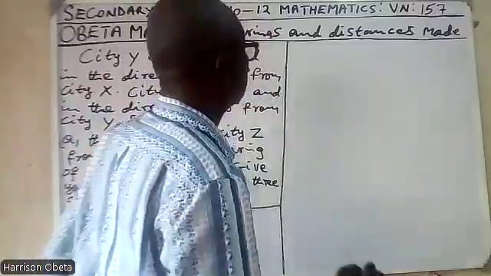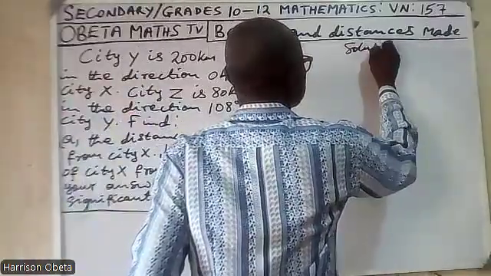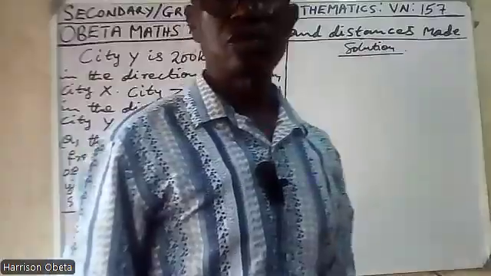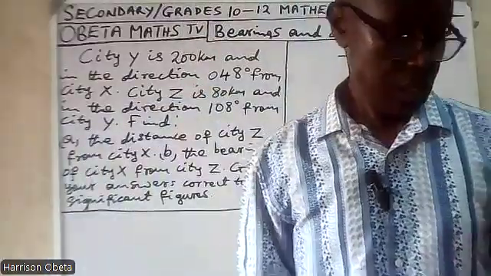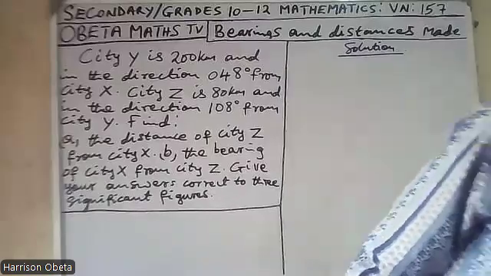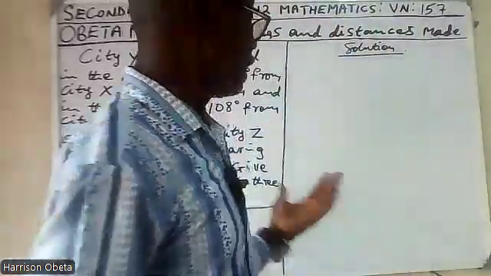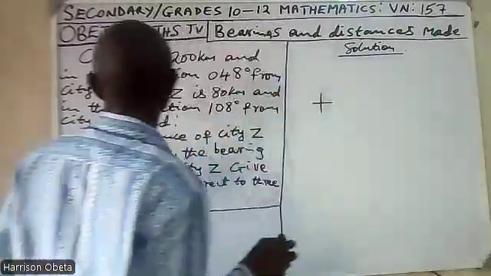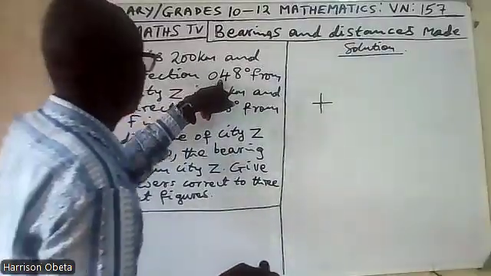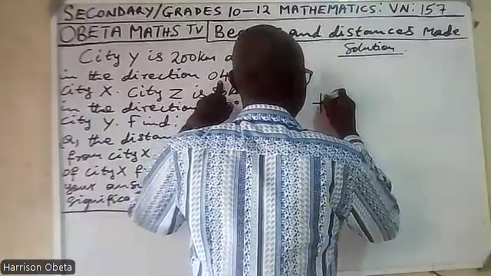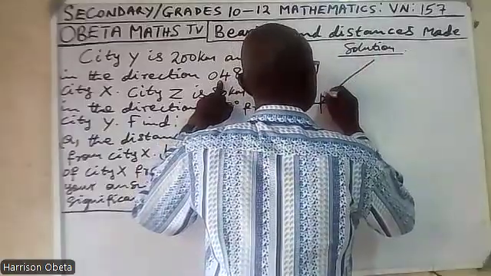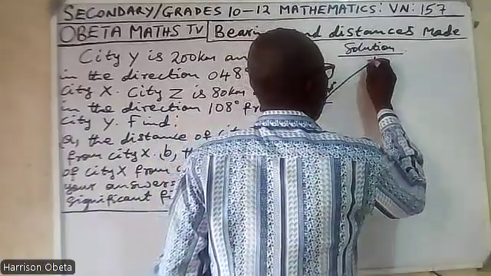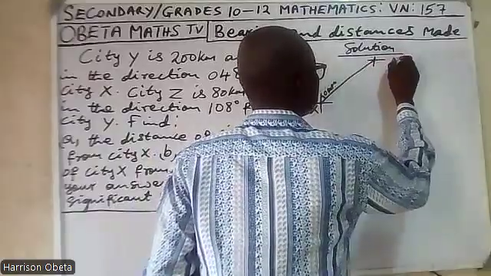So we start the solution. Now the first thing is to draw the diagram. So after drawing the diagram, we start solving. Going back, we have to indicate 048 degrees. Then we stop here. So this is our X, this is Y.